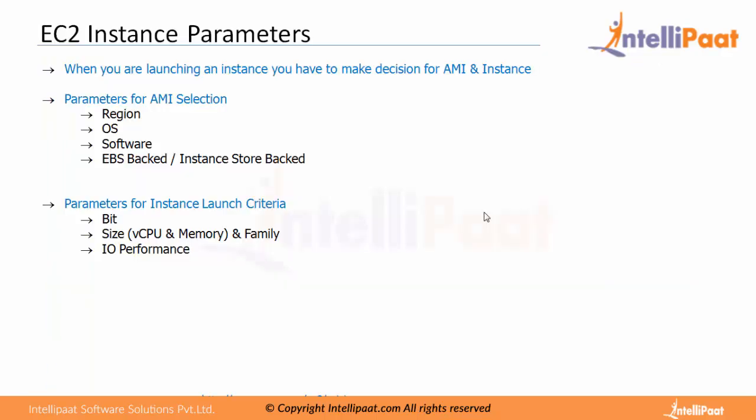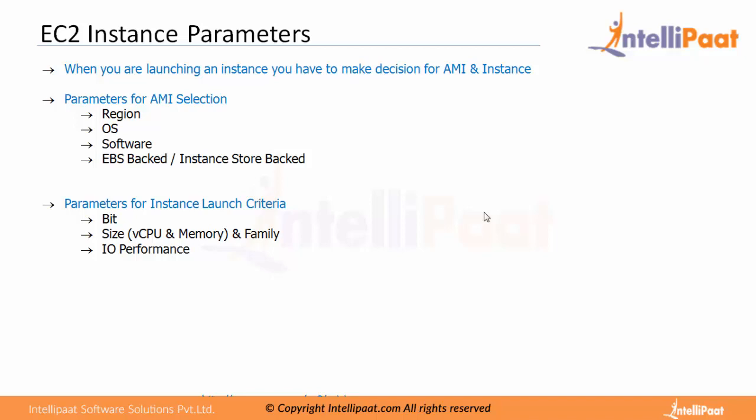Now you want to launch an EC2 instance. So what are the parameters you need to take care of? In the hands-on demo we would be doing this, but just to make you aware, when you are going to launch an instance, you have to understand what parameters you are going to use: which region you are going to select, which operating system you are going to use, which software you are going to use. Are you going to use the EBS backed instance or instance store backed AMI? Which AMI are you going to use? So making an AMI, these are the criteria you need to select.